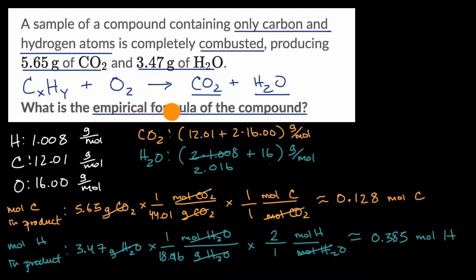and to figure out the empirical formula of the compound, we can think about the ratio between the two. So I'm going to find the ratio of hydrogens to carbons. And that is going to be equal to, I have 0.385 moles of hydrogen over 0.128 moles of carbon. And what is this equal to?